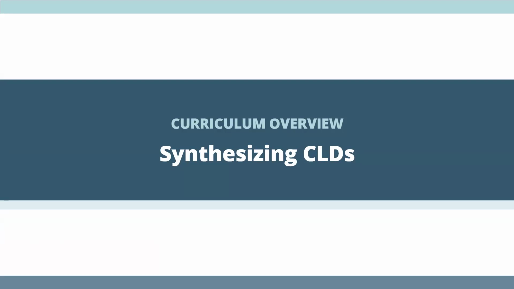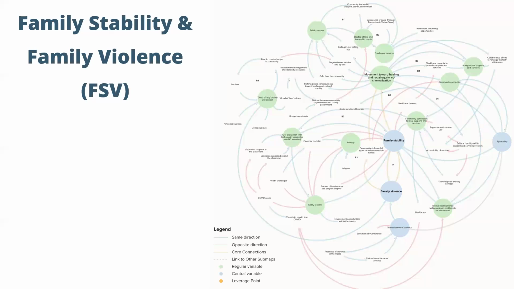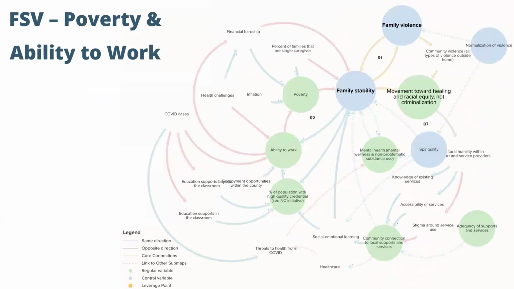And then the next day they work on synthesizing those CLDs together into a larger CLD. We explore how they fit together. So this is that team's full CLD, one of 2 full CLDs that they made. And this one is centered around family stability and family violence. And then just because this was so big, they ended up dividing it into a few smaller sub-CLDs.